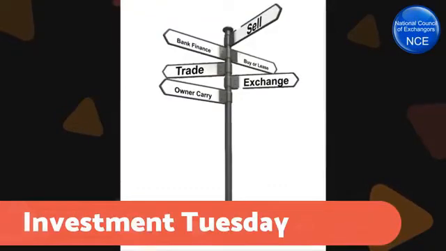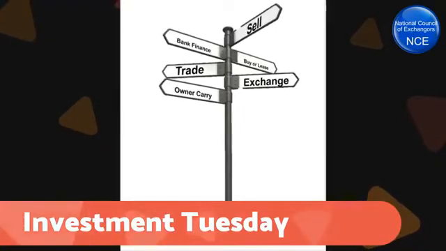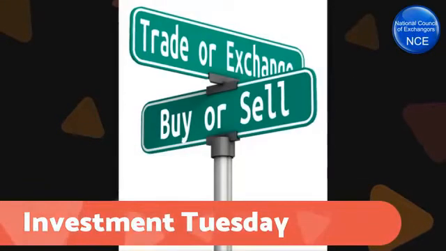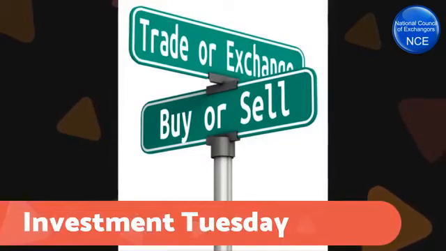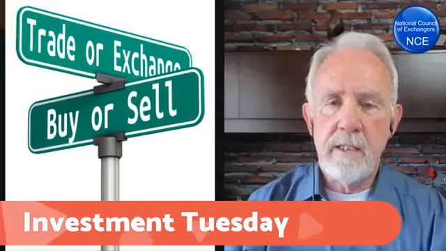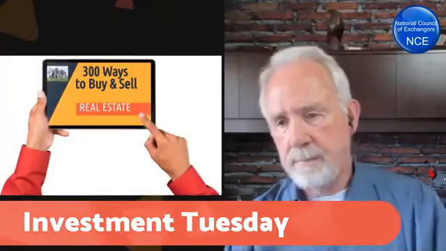And you can see I've got on the screen there the little road sign that says trade and exchange and owner carry and owner finance. And we can just sell the property. So we can do all of that. We can trade or exchange and buy and sell, and we use other assets plus cash to be able to make a transaction happen. Today, we're going to talk about net operating income.